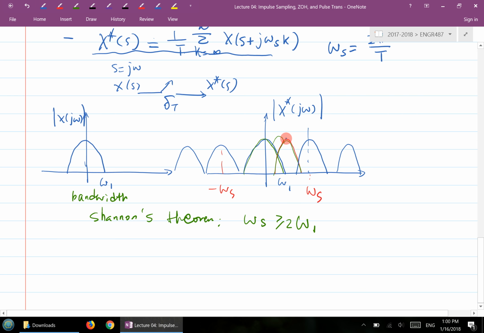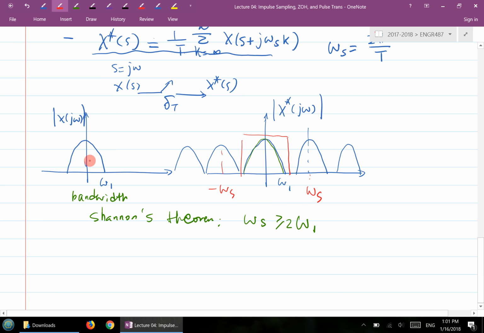So let me erase this part here. So if I look at the drawing here, if I want to backward reconstruct the original signal, what I could do is apply a so-called low-pass filter, right, to this x star of s here. So I get exactly the same shape as the original x of t here. So that's fine. I can get the information that existed previously.